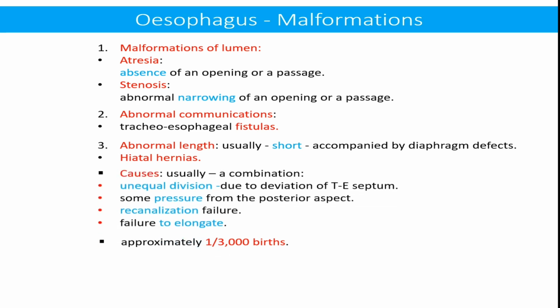A combination of factors is responsible for the production of these malformations, which are: number one, unequal division due to deviation of the tracheoesophageal septum; number two, some pressure from the posterior aspect; number three, recanalization failure; and number four, failure to elongate.